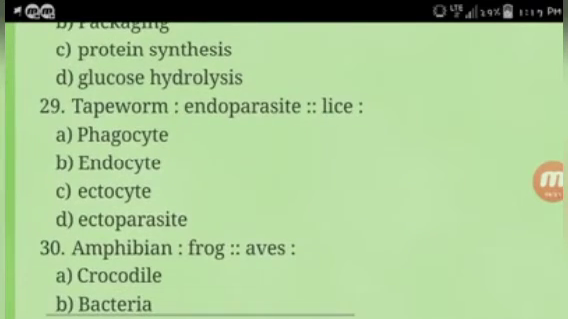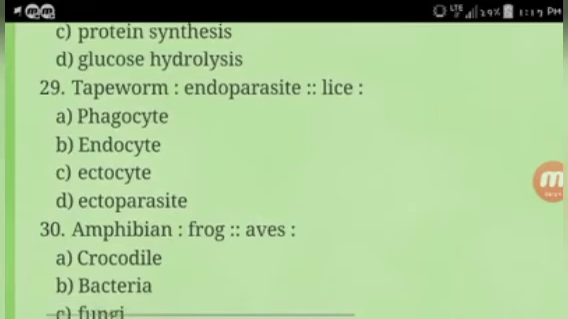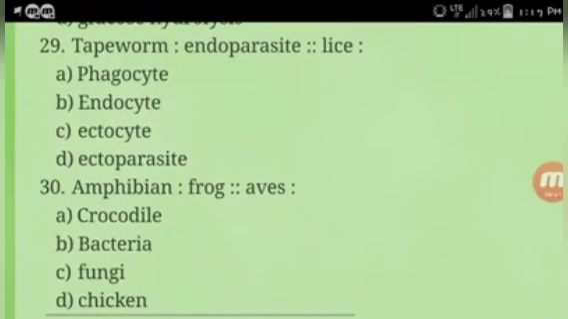Lice is ectoparasite. Endo means inside, ecto means outside. Last number, amphibian, example is frog. Aves is chicken. Aves, we say aves, birds. These are organisms with feathers.